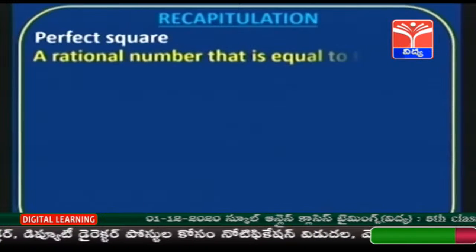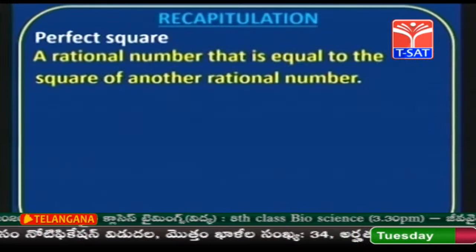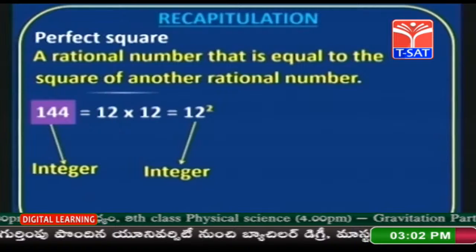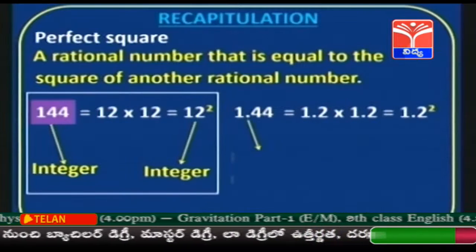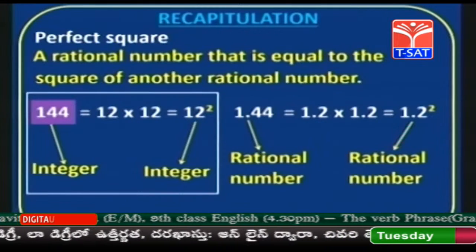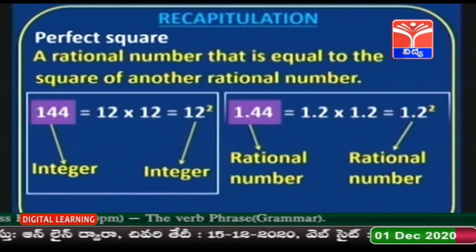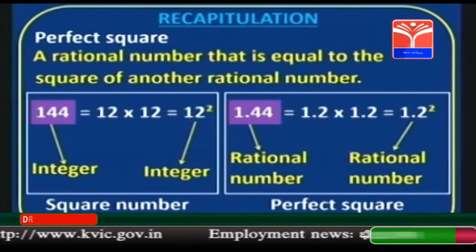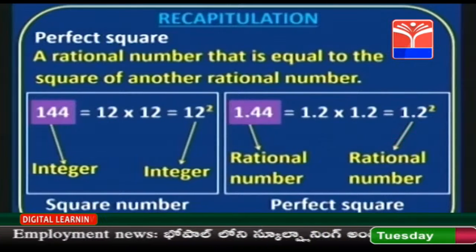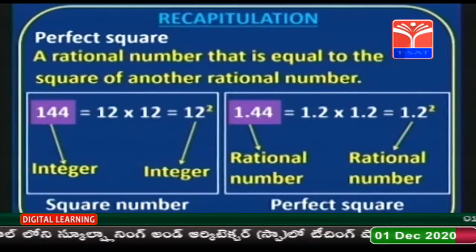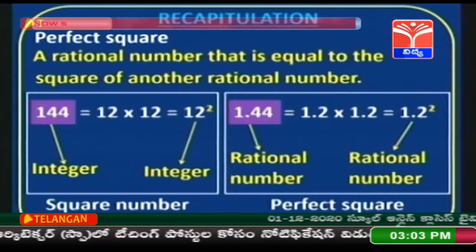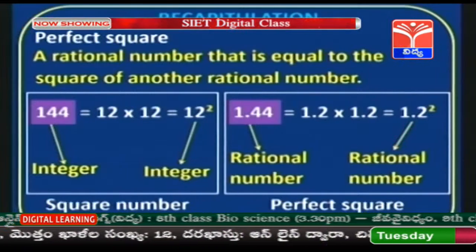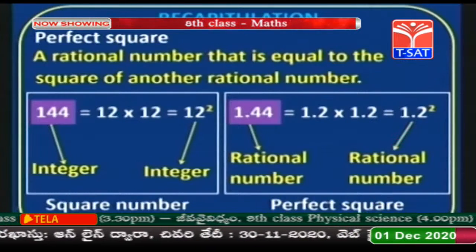Perfect square: a rational number that is equal to the square of another rational number. 144 can be written as 12 square, both are integers. 1.44 can be written as 1.2 whole square, where both are rational numbers. So 144 is a square number, 1.44 is a perfect square as it is a rational number. We can call 144 a perfect square also, but 1.44 is not a square number. So from this, what can you conclude? Every square number is a perfect square, but every perfect square need not be a square number.